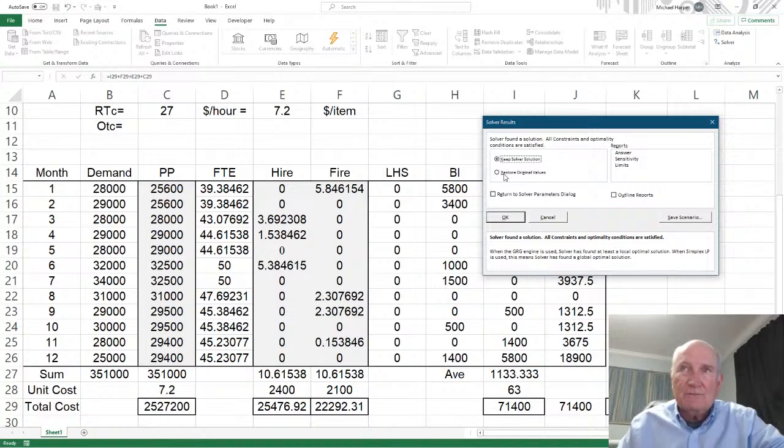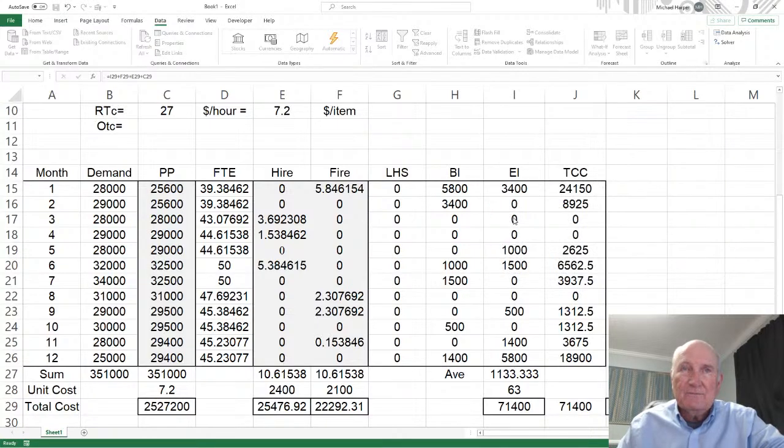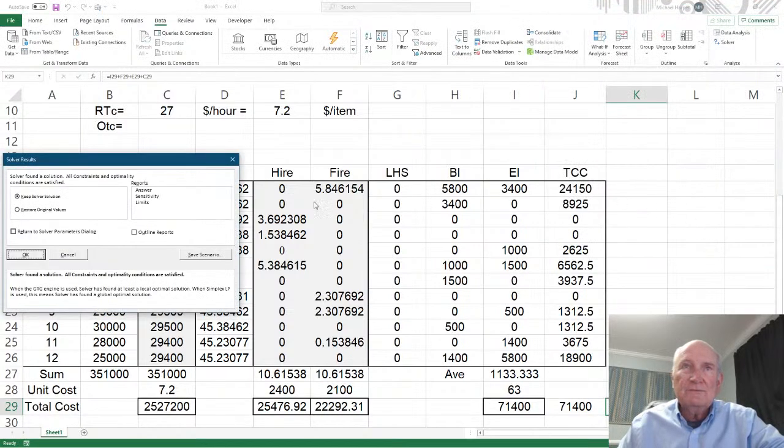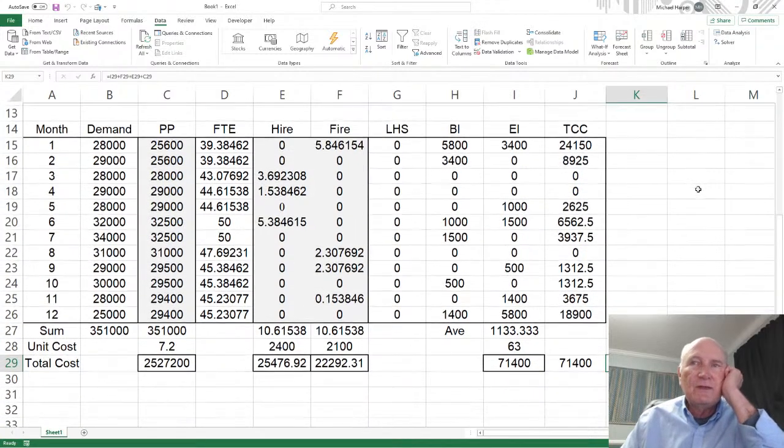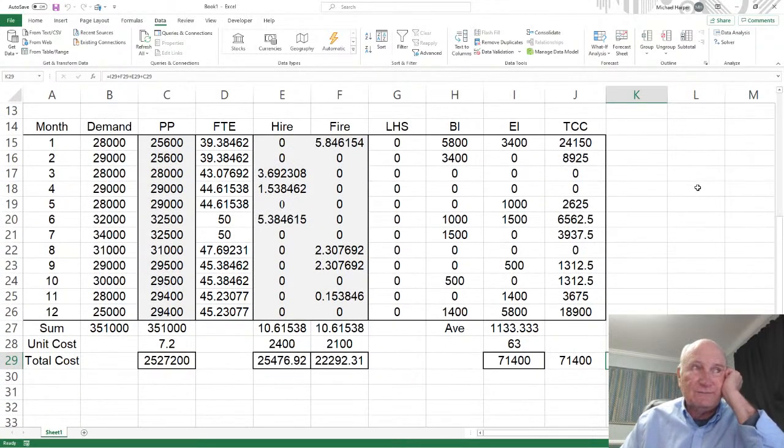Keep Solver solution. Well, I could say restore original values. If I did that, it did nothing. Anyway, Solver, solve. I say OK. And there we go. So there's our answer. Oh, is it our answer? Is this what we expected to see? Well, that's kind of a good question.